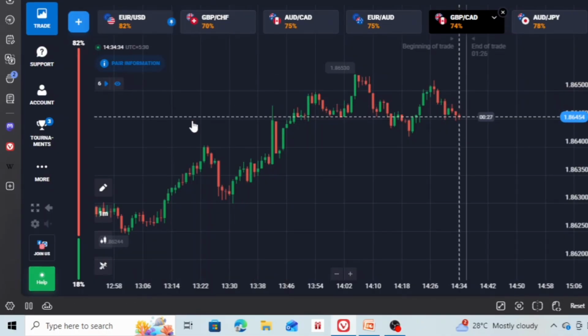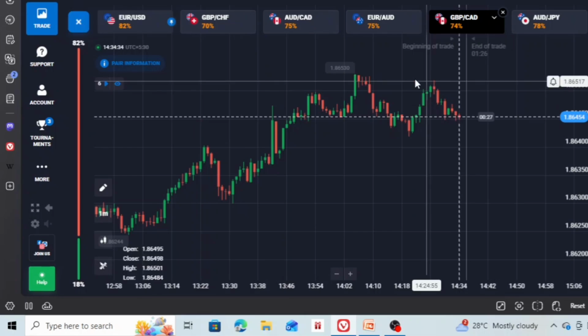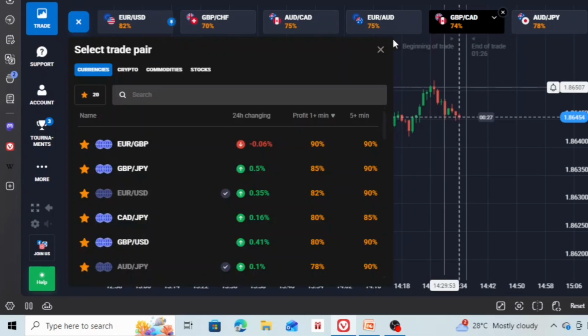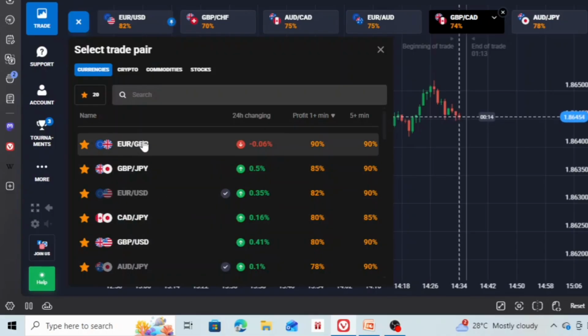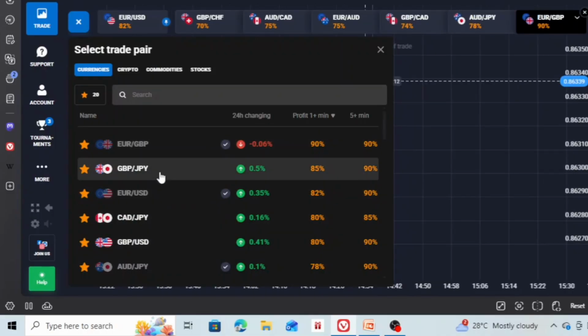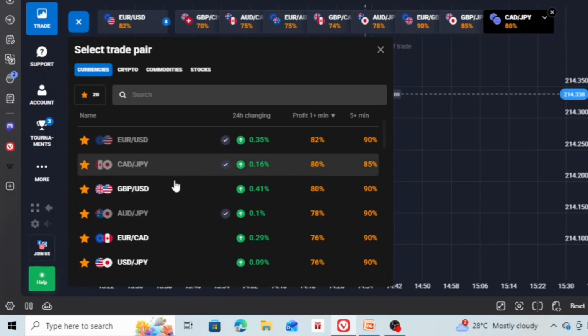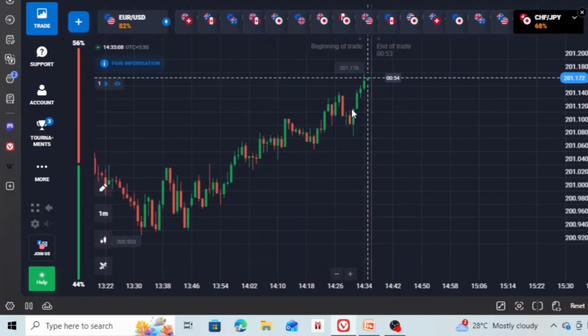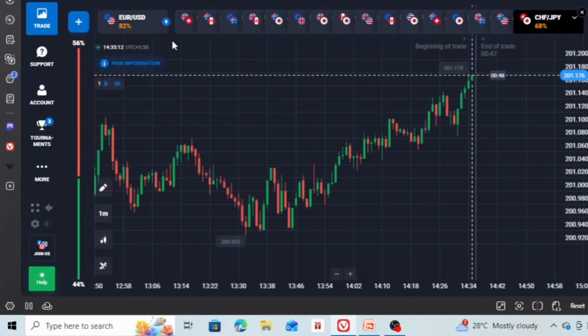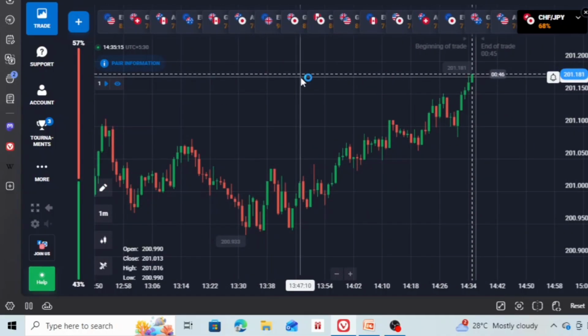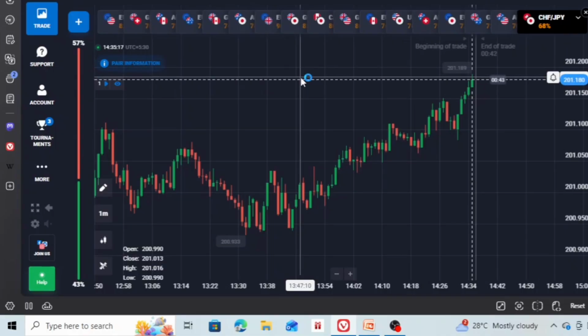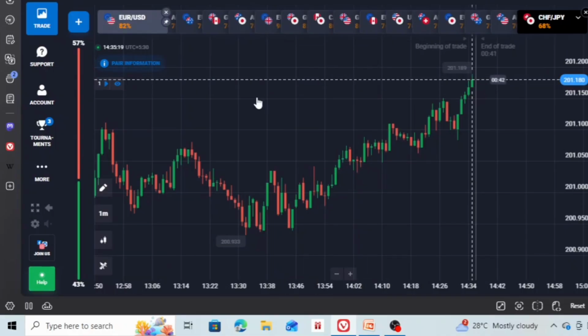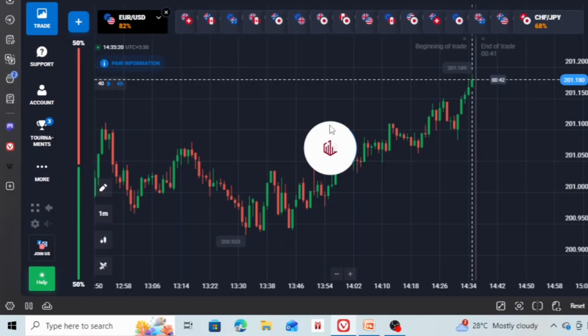So here, let's just pick some of the currency here. So we have URGBP. Okay, I think this is fine. So let's try to analyze the market and take some trades based on our analysis.